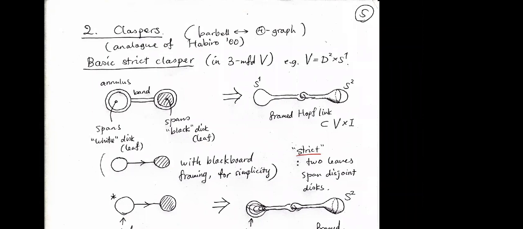Next, I would like to explain about Claspers. We consider graph Claspers and theta graph Claspers here, and we include a more general set of Claspers, so that the barbell can be related to the theta graph within that set. This part is a higher dimensional analog of Habiro's theory of Claspers, developed to study finite type invariants of knots and three manifolds in three dimensions.